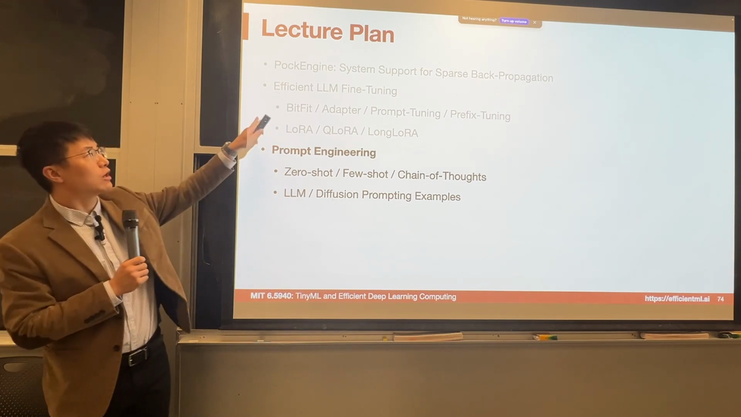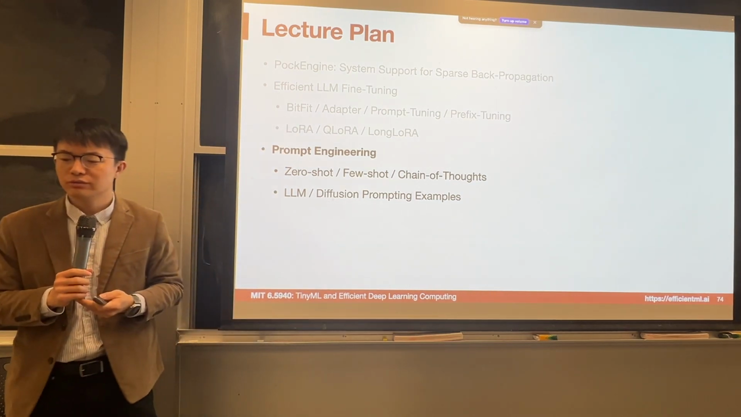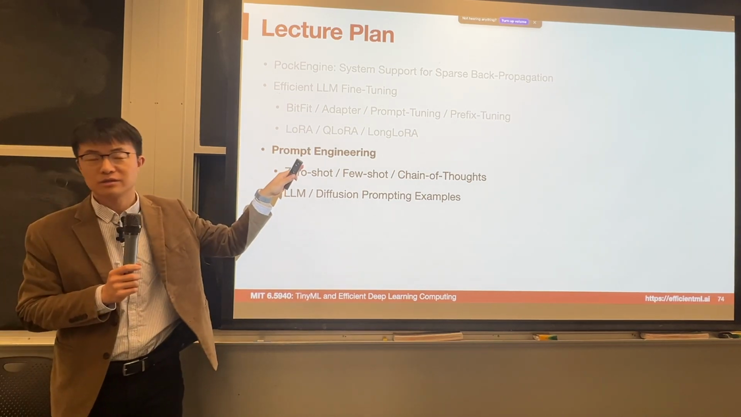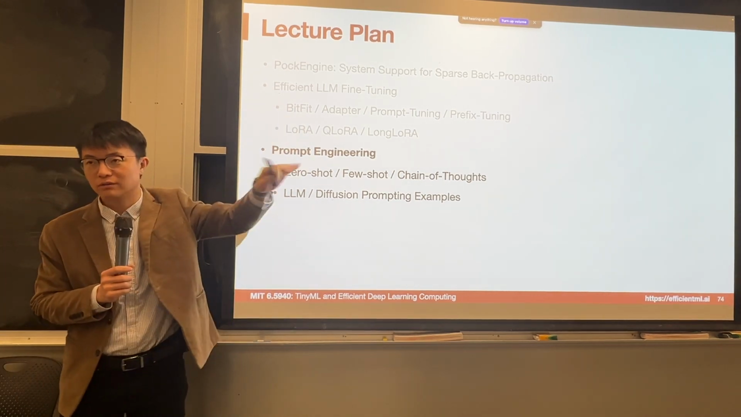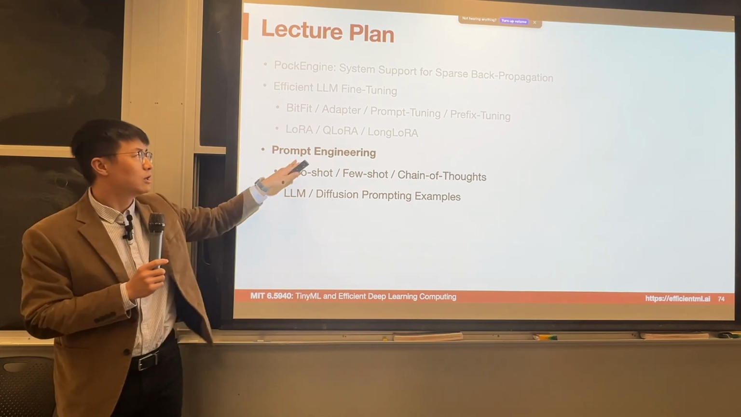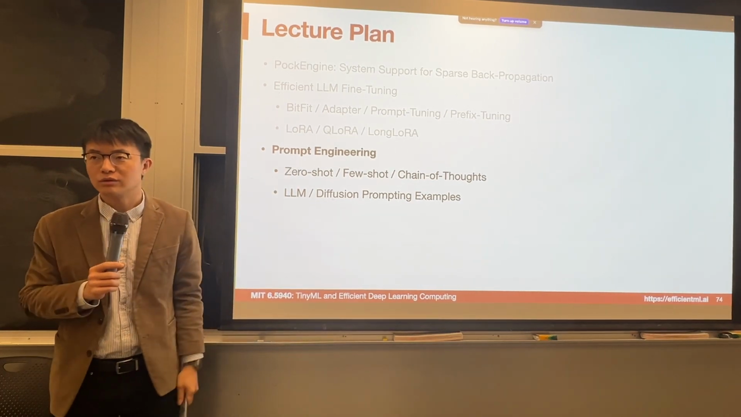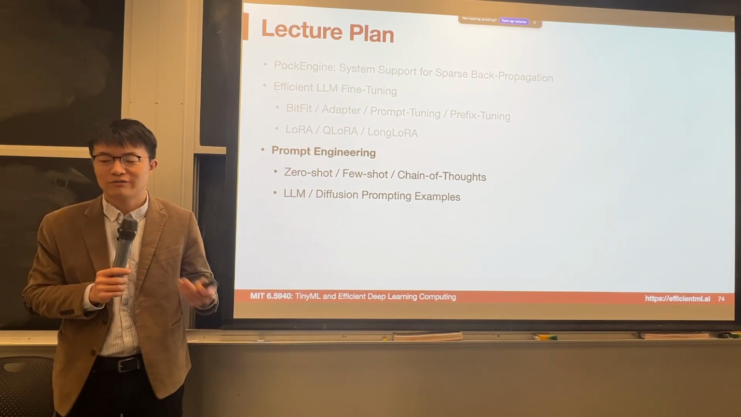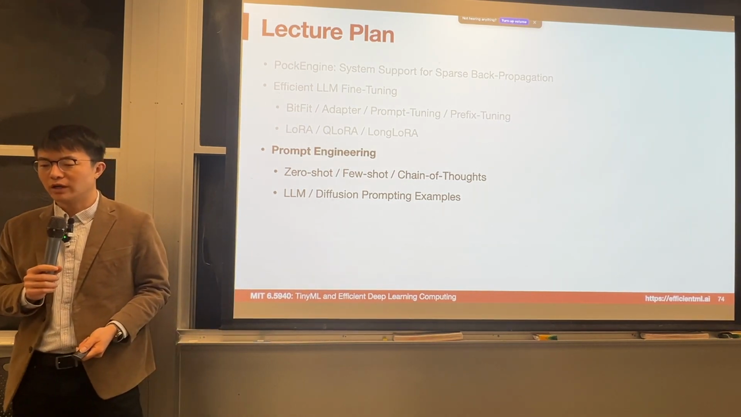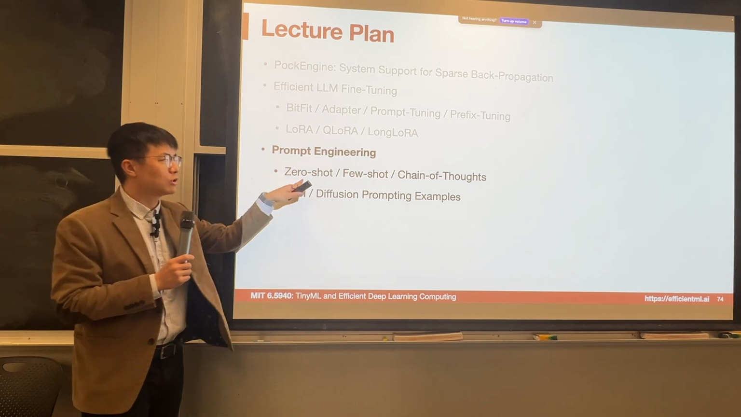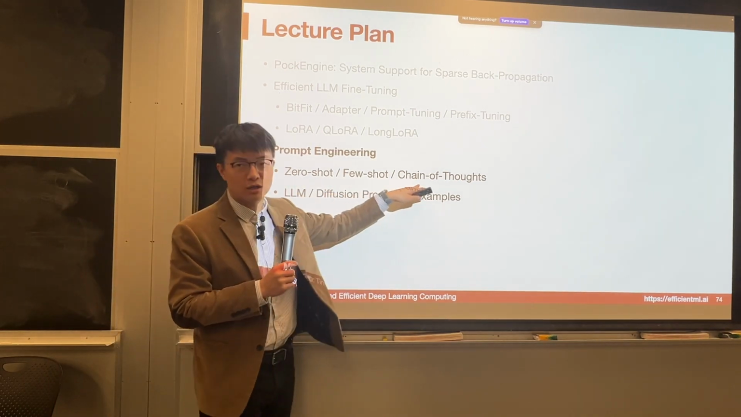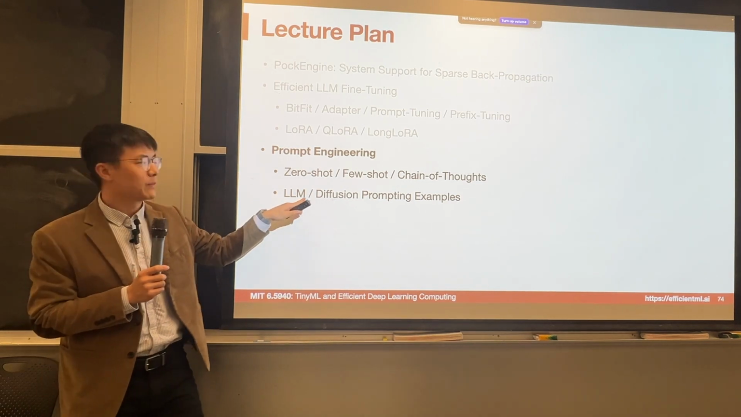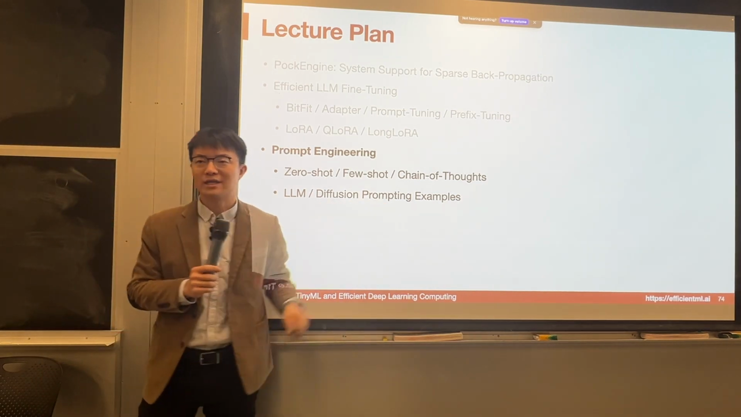Okay, so having talked about efficient large language model fine-tuning, let's switch gears to talk about prompt engineering. In the previous parts, we still needed to fine-tune the model. In the third part, we don't need to fine-tune the model. We just need to engineer the prompt to get the desired output that we want. I'll introduce zero-shot learning, few-shot learning, chain of thought, as well as a few examples of LLM and diffusion model prompting.